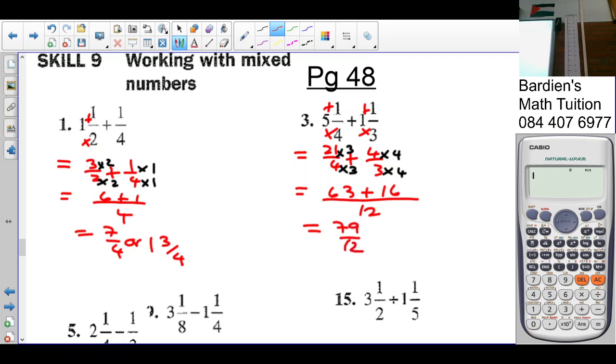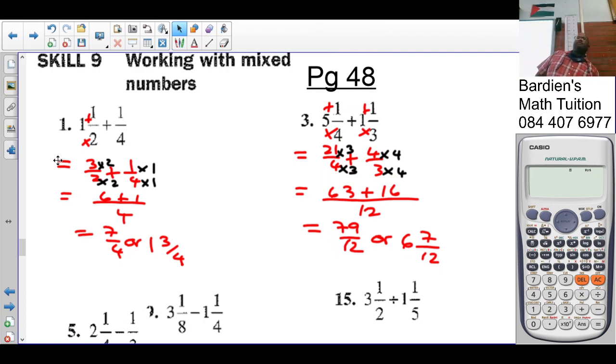Now 12 can go into 79 6 times, 72, 6 times. Not so? So it's going to be 6, 79 minus 72 is 7 over 12. Is that correct? You got it? Okay. Any confusion here? Who asked for number 1? Where did you go wrong? You didn't find an LCM. When must you find an LCM?